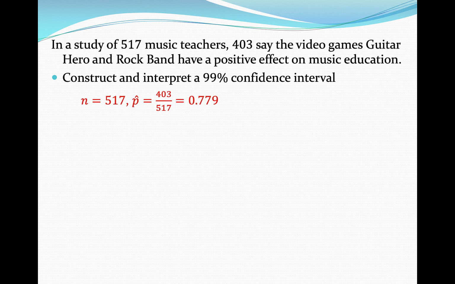So here we have to divide. We know that 403 out of 517 believe that these games will have a positive effect. So that means our sample proportion, our p hat value, that's what we call that. I call it p hat, P with the caret on top of it. That's what most statisticians call it. P hat is going to be 0.779 here. So that is our statistic. We have our sample size. That's everything that we need in order to calculate a confidence interval for a proportion.